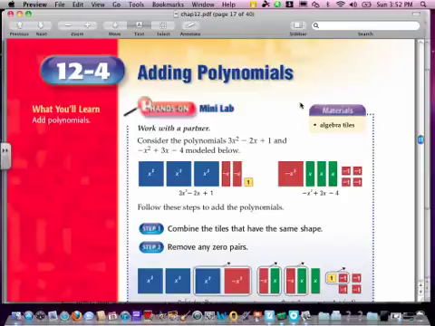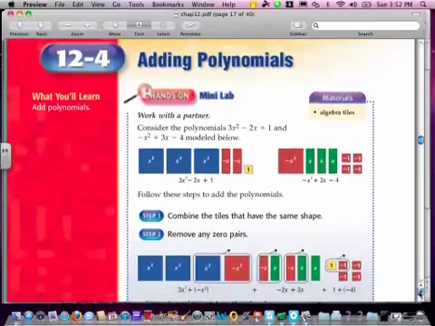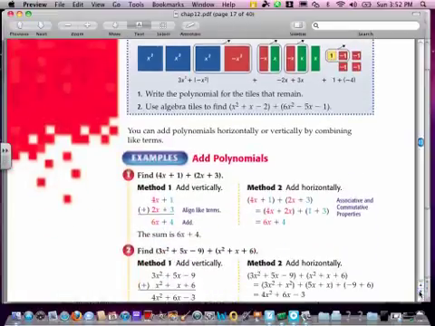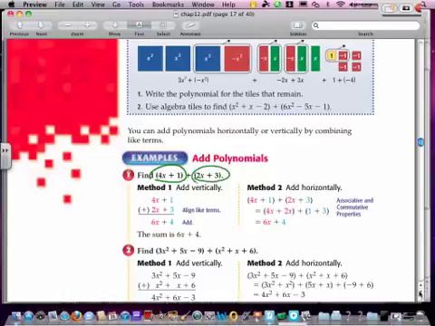Section 12.4, adding polynomials. Let's take a look at a couple of these. We're going to add a couple of different polynomials together, things with two terms in them here. So we've got 4x plus 1 and 2x plus 3. And there's two ways that they're going to show you how to do this.